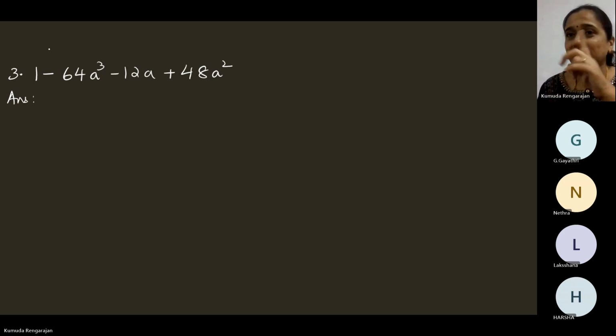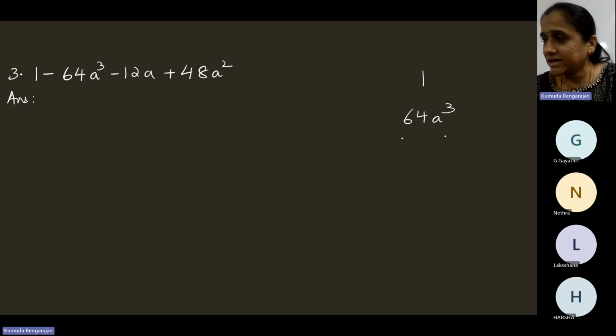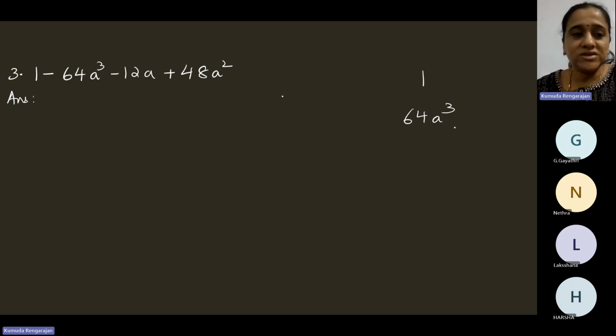2 perfect cubes. Name them. 1 and 64. Yeah, for now we'll just ignore the sign. 1 and 64a cubed. Correct. 1 and 64a cubed are 2 perfect cubes in this expression. One is 1 into 1 into 1 and 64a cubed is 4a into 4a into 4a. So this expression has 4 terms, of which 2 are perfect cubes. So now you will have to think of an identity whose LHS or RHS has 4 terms, of which 2 are perfect cubes.